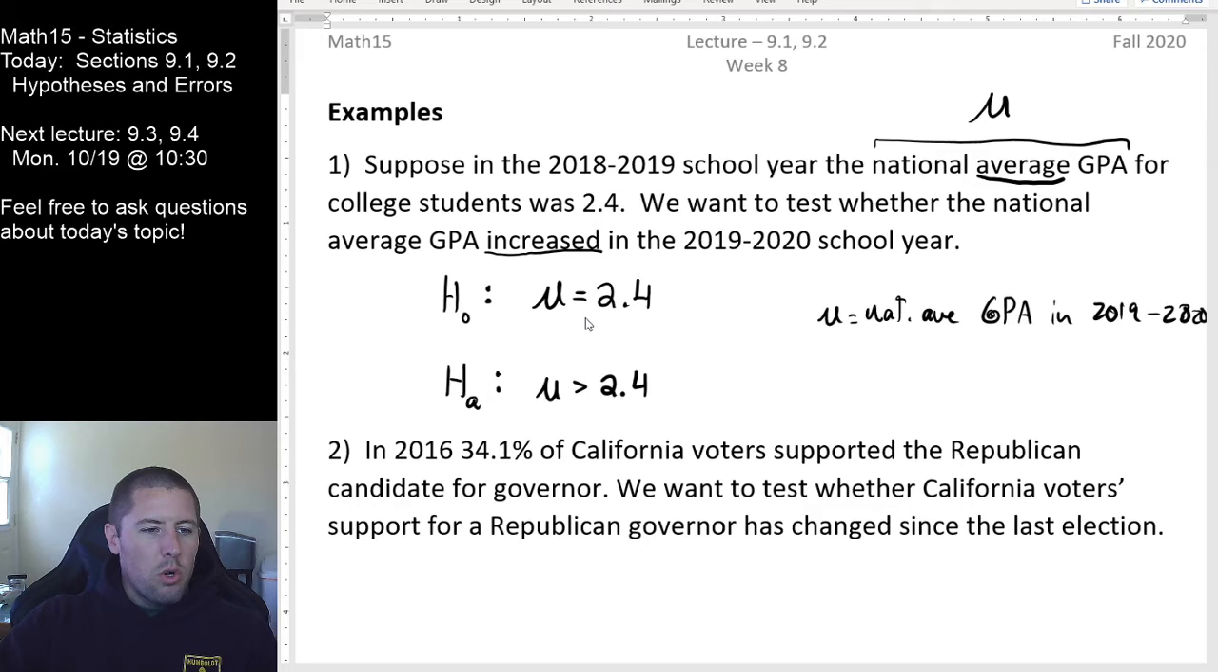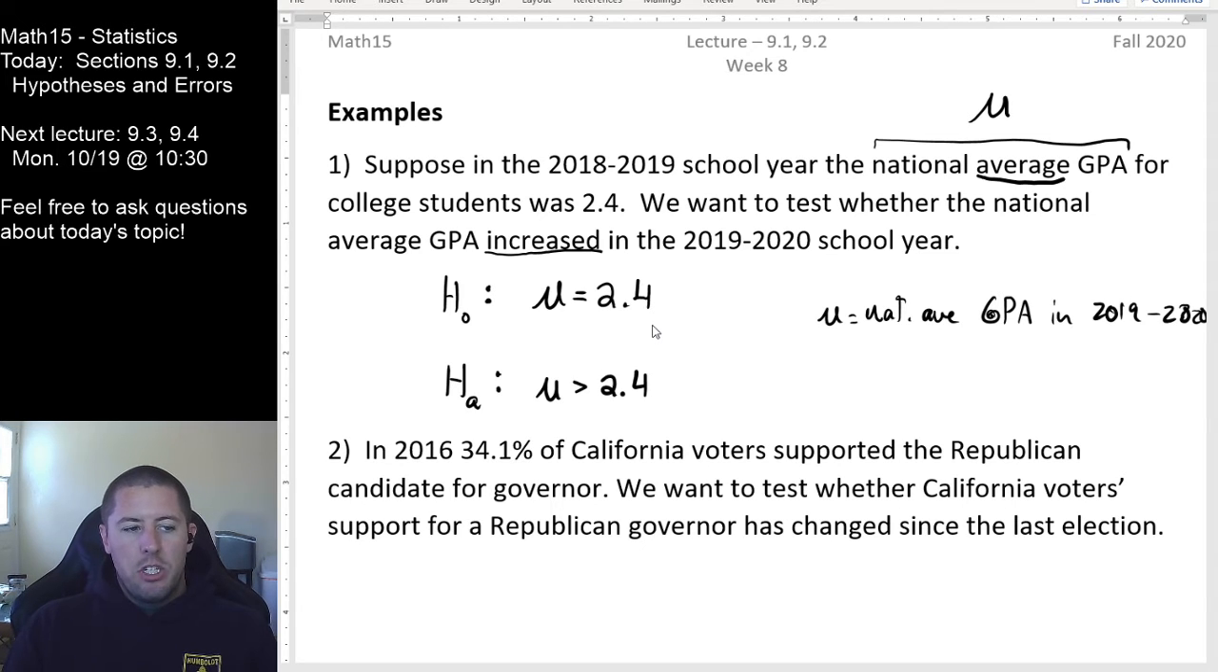This is sort of our default. Unless you can come up with good enough information to get rid of the null hypothesis, this is our baseline that we're sticking with. This is the one thing that we have evidence about. We know what was going on in the 2018-2019 school year. We don't know about what's going on in the 2019-2020 school year. So this is always our statement of no change. This is always our baseline from which we're making all of our assumptions.